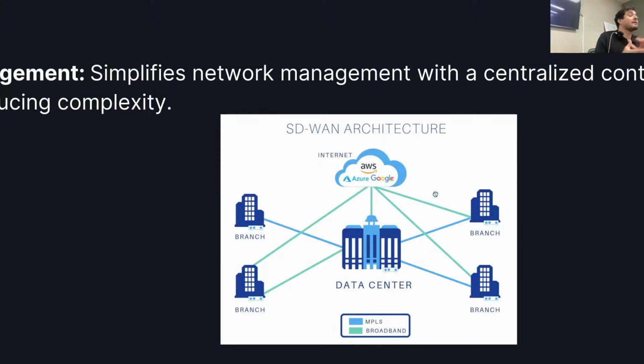SD-WAN gets rid of that. SD-WAN centralizes that capability of saying, hey, we're going to allow you to use any form of transport that you want, and we're going to configure that from a single pane of glass. So it simplifies our network management and gives us centralized control over all these branch offices and how we want to route traffic.